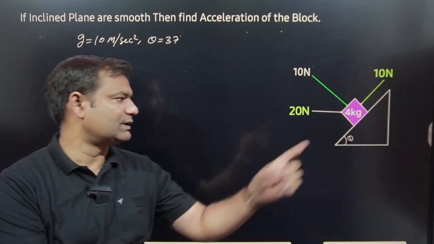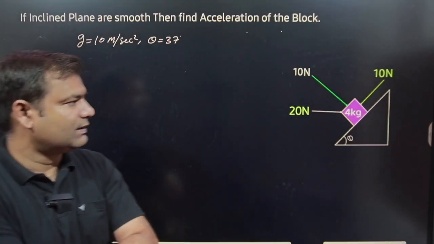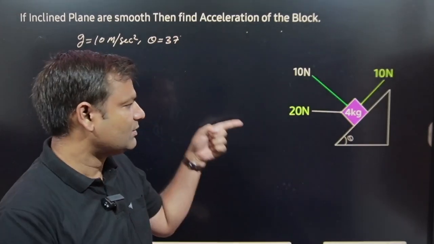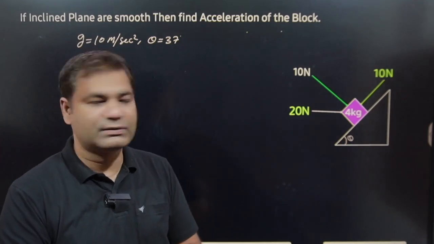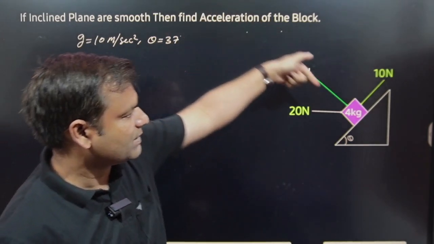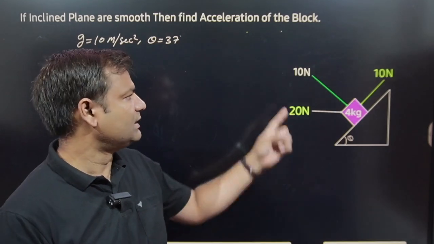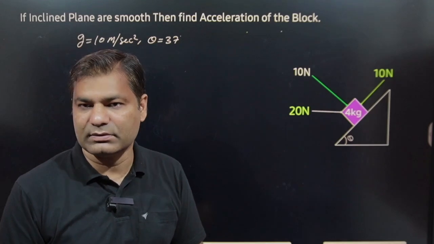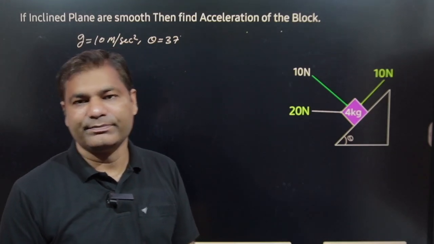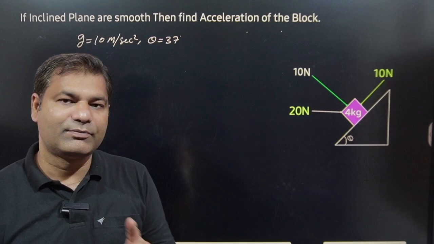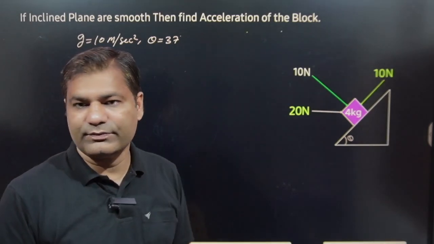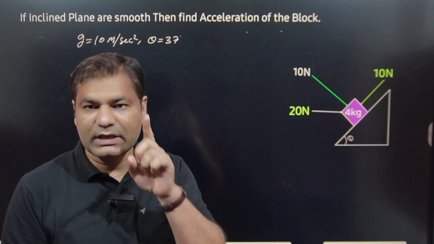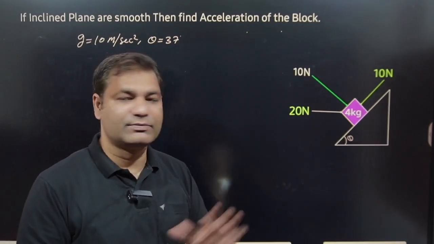First of all, look here, there is a 4 kg block. On this 4 kg block, three external forces are applied: horizontally 20 Newton, perpendicular to the inclined plane 10 Newton, and along the inclined plane downward 10 Newton. So how can we determine the acceleration of the block? First of all, we focus on the free body diagram of the 4 kg block.